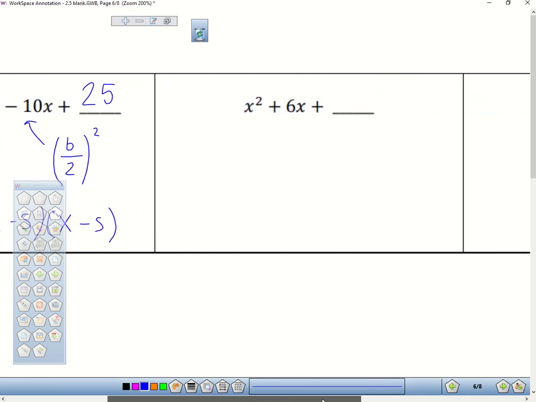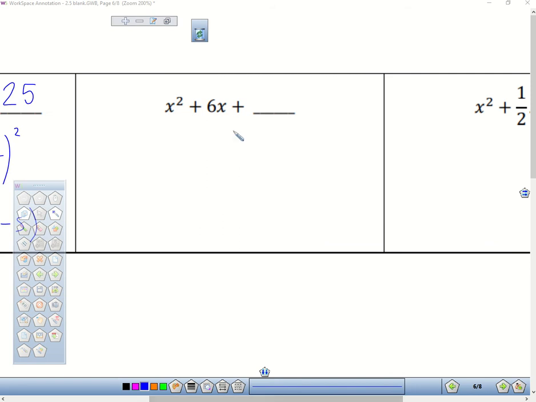So let's try the next one. We take half of our B term. What's half of 6? And then you put it to the second power, which becomes 9. And your two binomials are always going to be whatever half of that B term was. What was half of that B term again? Yeah. Good. So it's a tool to allow us to factor it.